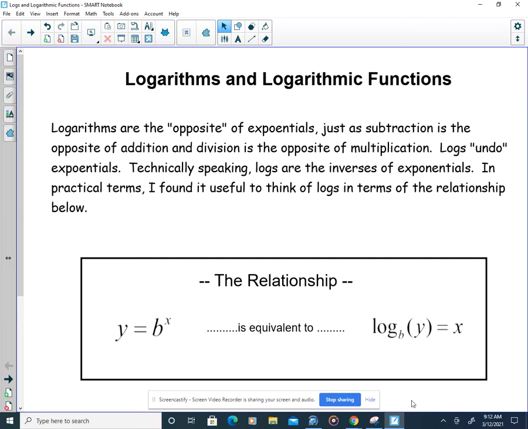So today we're going to learn about logarithms. Logarithms are the opposite of exponentials, just as subtraction is the opposite of addition, and division is the opposite of multiplication. Logs undo exponentials. Technically speaking, logs are the inverses of exponentials.